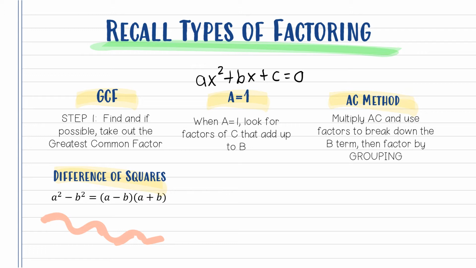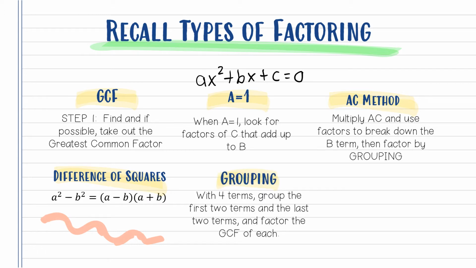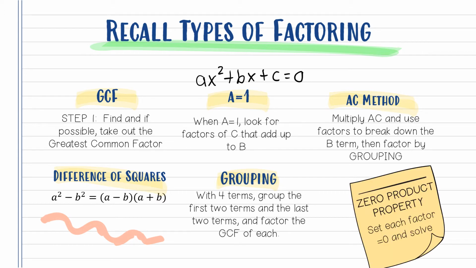The difference of squares is an important pattern that you will need to remember. Factor by grouping you use when you have 4 terms. You're going to group the first 2 and the last 2 and then find the greatest common factor of each. All of these problems today are going to be using the zero product property. The zero product property says that you can take each factor and set it equal to 0 to find solutions.